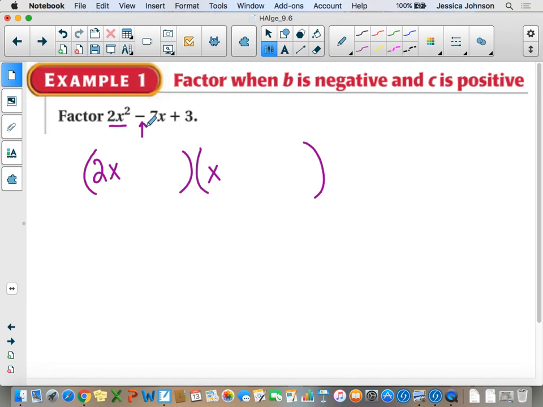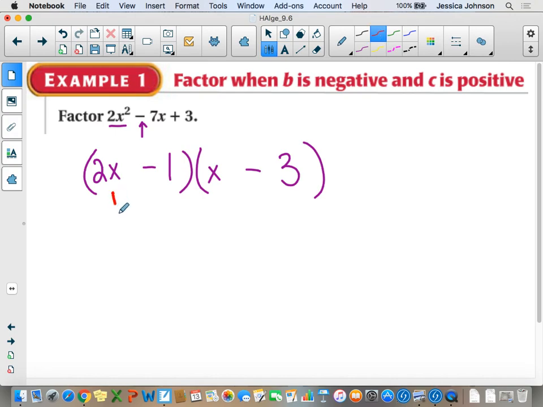Okay, so I'm looking at my two other spots and I need to figure out if I'm going to put the 3 with the 2x or the 3 with the x. Well, I need it to be negative 7x. So if I put the negative 3 so that it gets multiplied by the 2x, I'm going to get negative 6x. If I put the negative 1 here, I'm going to get negative 1x.